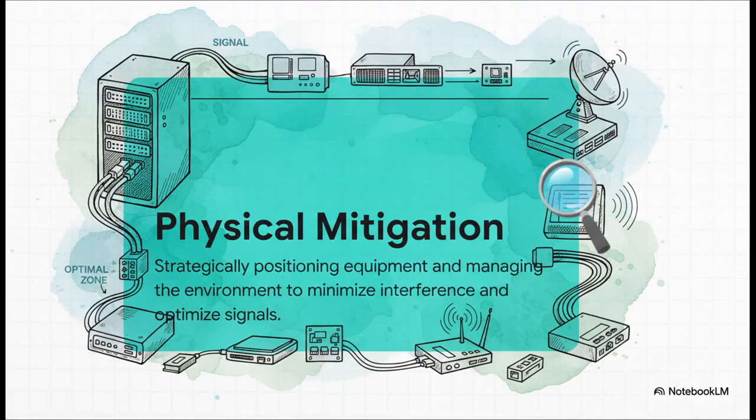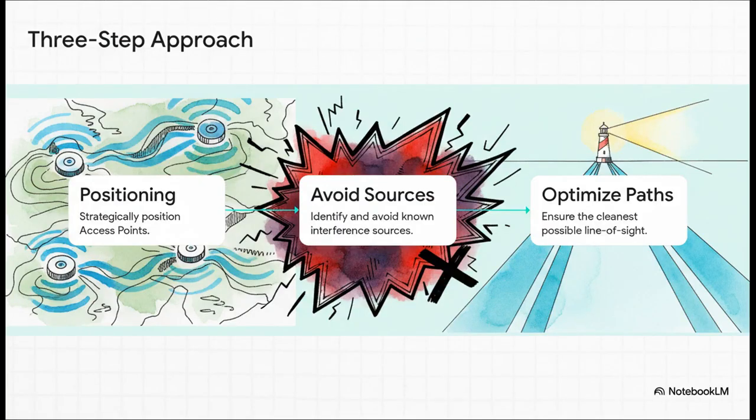So what is physical mitigation? It sounds kind of fancy, but it's really pretty simple. It just means being smart about where you put your wireless gear and paying attention to what's around it. I know it might sound basic, but trust me, strategic placement is one of the most powerful tools you have to fight RFI. The report breaks this down into a really clear 3-step approach.